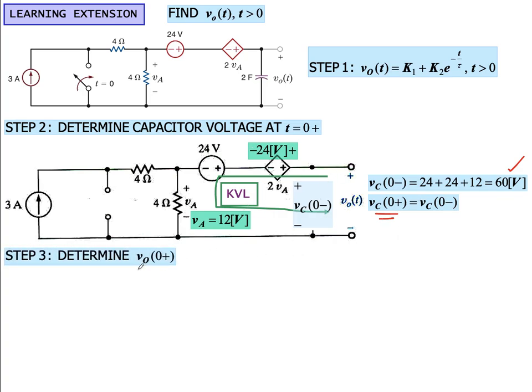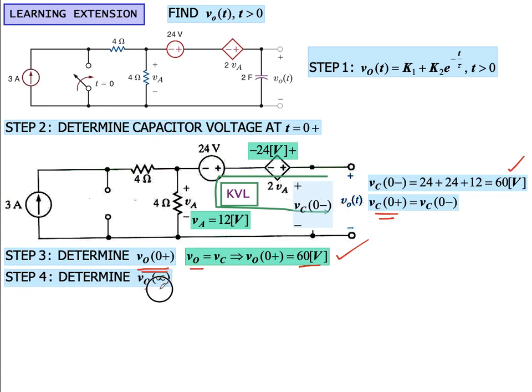Now we need to find v_o(0+). Here we can see v_o(0+) and v_C(0+) are both the same, so the output voltage is also 60 volts. Now we are going to find the steady state value, which is v_o at t equal to infinity. So at t equal to infinity, what will happen? The switch will be closed. Secondly, the capacitor will be fully charged and it will be replaced by an open circuit, and then the voltage at the output will be v_o(infinity).